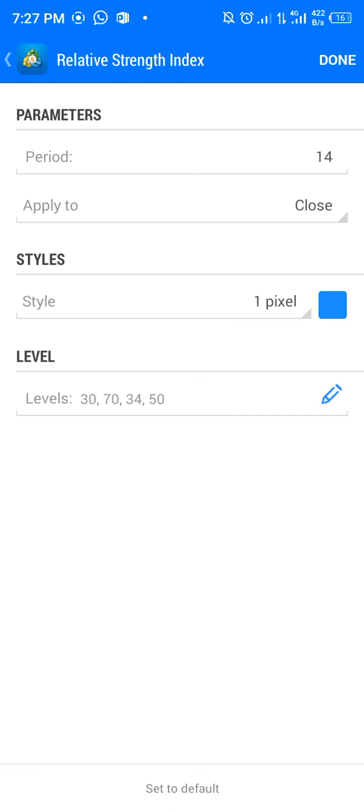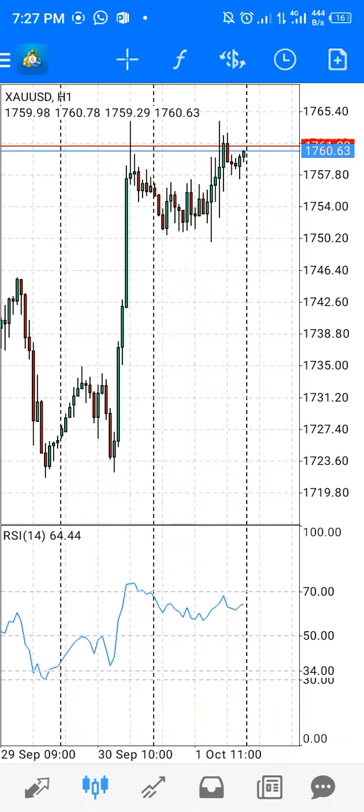The first indicator we're going to set up is the RSI, just normal RSI only. Here the period is 14, applied to close, style 1 pixel, color light blue, and levels we have 30, 70, and 50. Majorly we're going to be using 30, 70, and 50. It's just on normal default. You click done, and you can see it has come up.